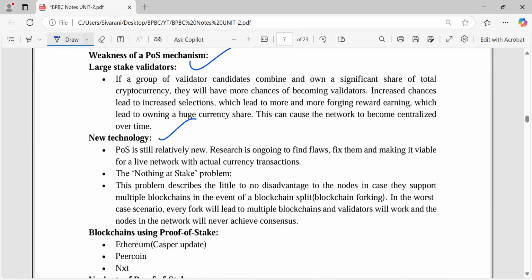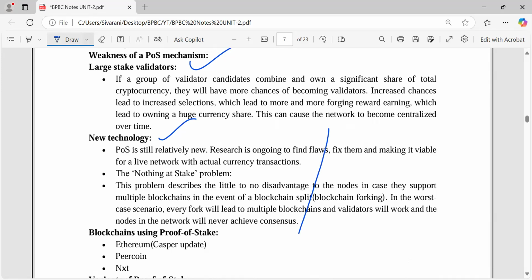And also it is a new technology. POS is relatively new, and the research is ongoing to find flaws and fix them, making it viable. Nothing at stake is a problem, a disadvantage in the case of supporting multiple blockchains in events of a blockchain split.